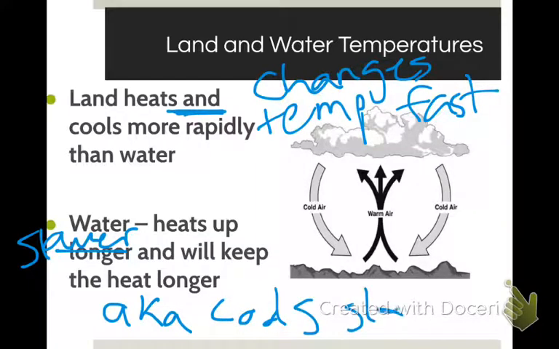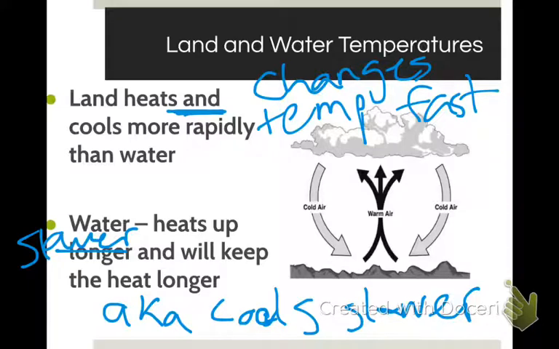I don't know, my handwriting looks awful. But it cools slower. So it heats slower and it cools slower. So it changes temperatures slowly is another way that you could write that. Now the reason land heats very quickly and cools quickly and water heats slower and takes longer to cool has to do with something called specific heat, and that is something that you will learn more about when you get into chemistry. But that's the reason behind it.